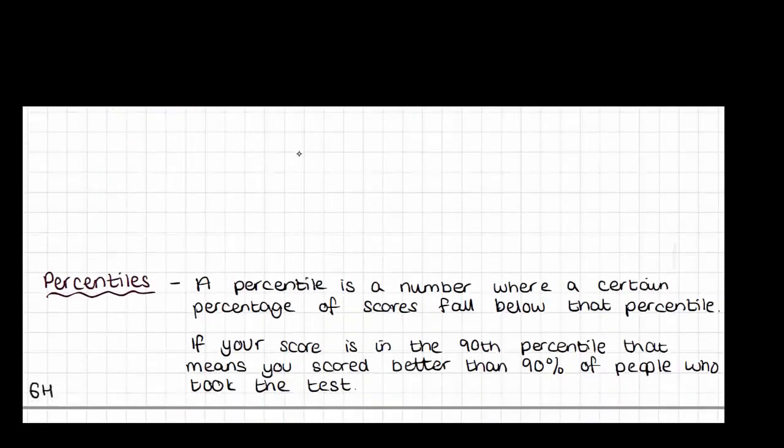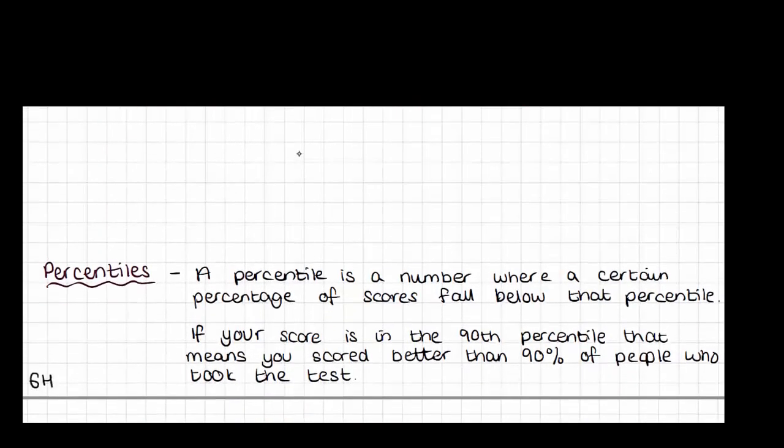The other thing that often gets talked about with cumulative frequencies is the idea of percentiles. A percentile is a number where a certain percentage of scores fall below that percentile. So if your score is in the 90th percentile, that means you scored better than 90% of people who took the test. That's the idea behind percentiles. You'll often see questions come up in cumulative frequency regarding that, so just remember what it means.